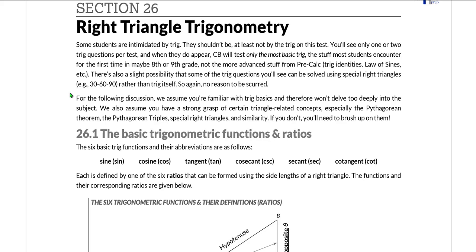Most of the trig on this test, again, is fairly basic. It's mostly SOHCAHTOA stuff, so that is what we're going to spend most of the time on in this section. For the purposes of this section, we are assuming that you have a basic familiarity, a basic understanding of trigonometry, so we do move through a lot of this stuff rather quickly. We don't delve too deeply into trig.